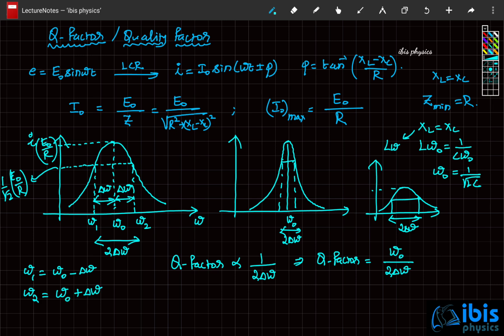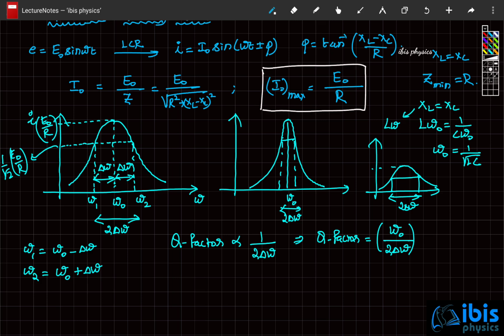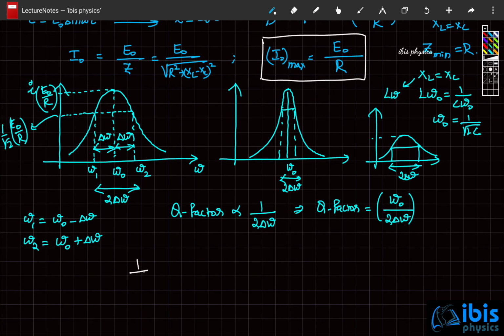So let us try to find the quality factor of the circuit. We are going to find it when the current is 1 by root 2 times the maximum current. What is the maximum current? The maximum current is E0 by R. So 1 by root 2 times the maximum current is E0 by root 2 R. At resonance it is E0 by R, but at omega 2 and omega 1 it is not the resonance frequency, some other frequency, so the impedance will not be minimum, it will take this form.